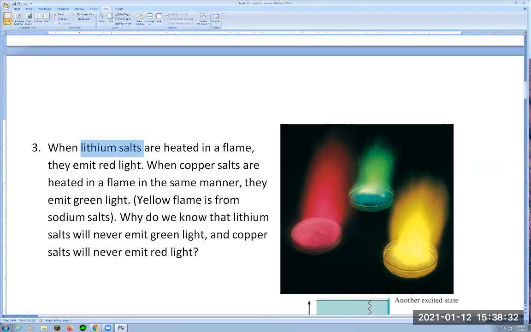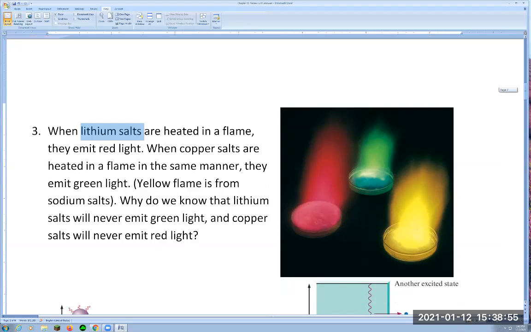Copper salts are heated in a flame in the same manner, and they would emit green light. And then the yellow one here would represent sodium salts. So they emit yellow light. So why do we know that lithium salts will never emit green light and copper salts will never emit red light?